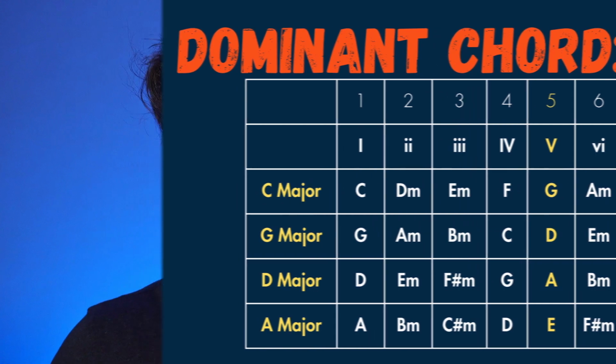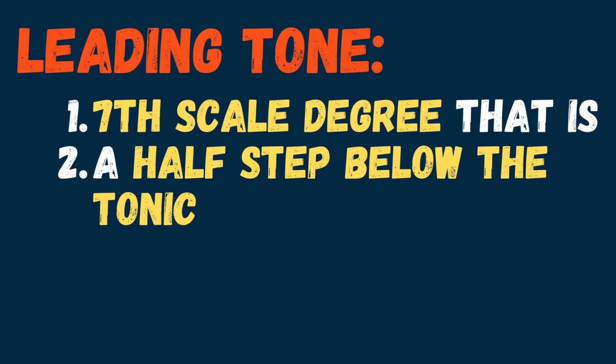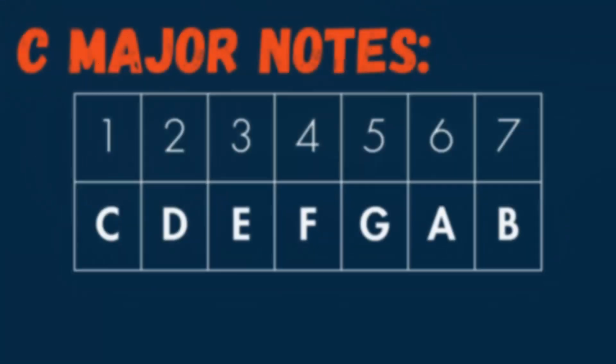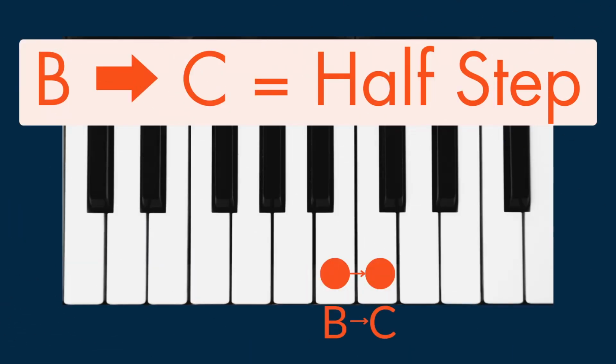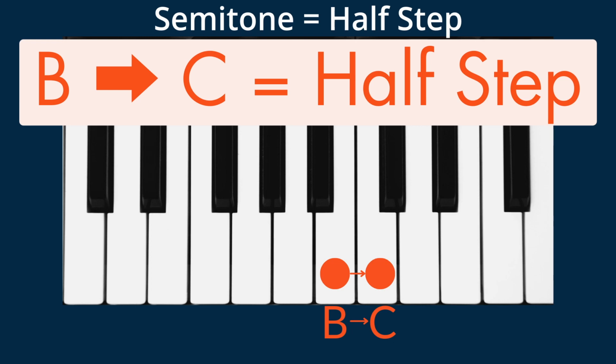Now, if you understand what a dominant is, you don't really need to understand what a leading tone is, but since it's part of the definition, a leading tone in this context is usually referring to the seventh scale degree that is just a half step below the tonic. For example, in C major, B would be the leading tone because B is, first of all, the seventh scale degree, and second of all, it is simply one semitone below C.